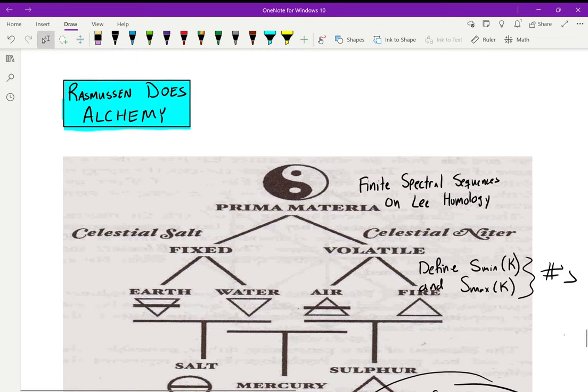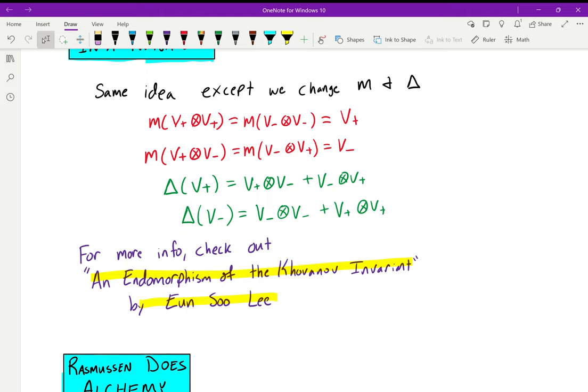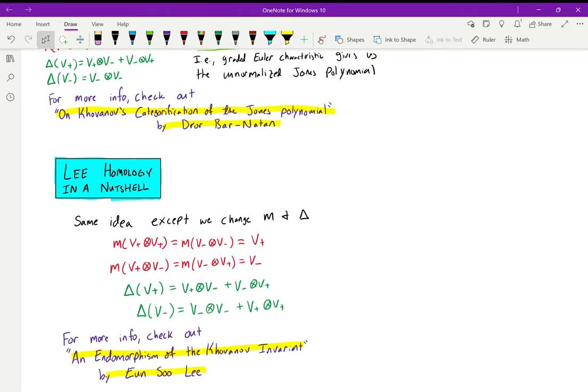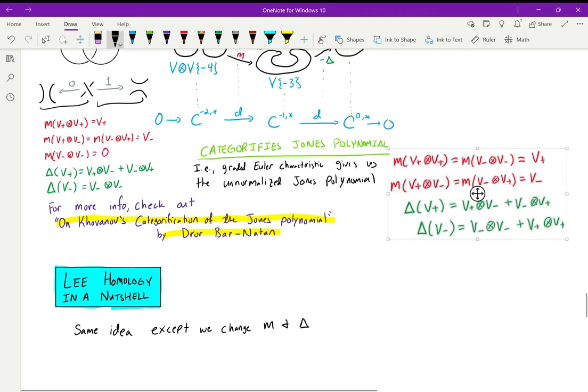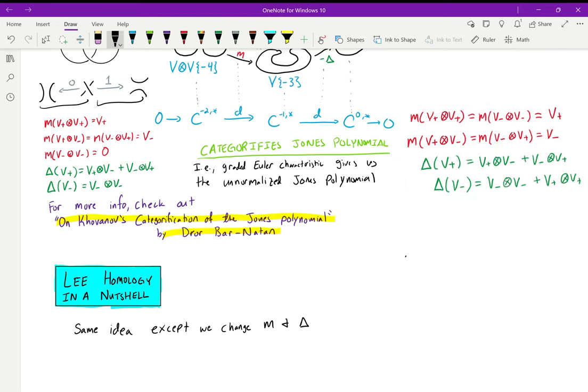Oh, go up to Lee homology. Can you compare these two, M and delta, with the original? Absolutely. Let's see if I can grab these and move them. Is that what you wanted, so you can compare them side by side? Oh, thank you.